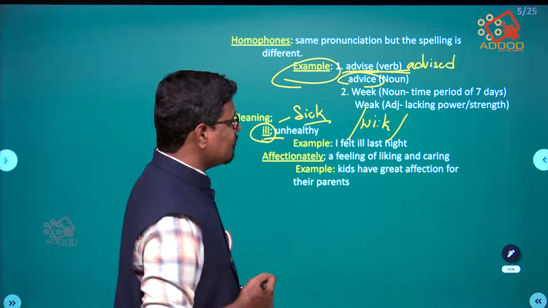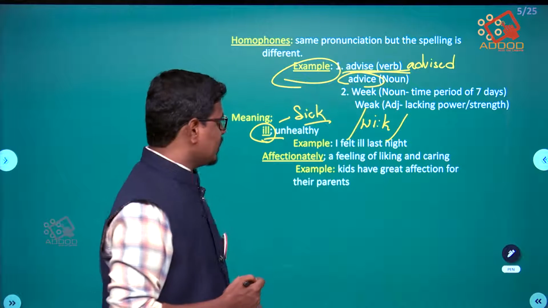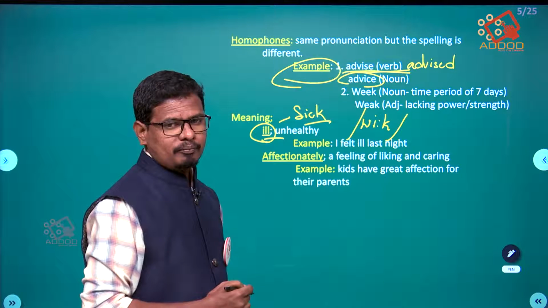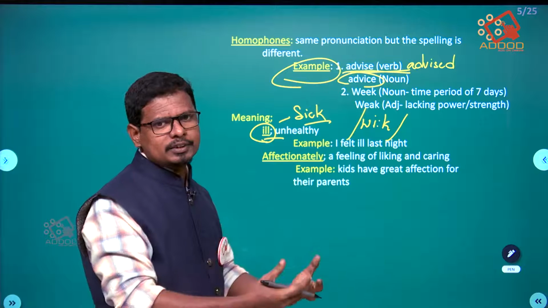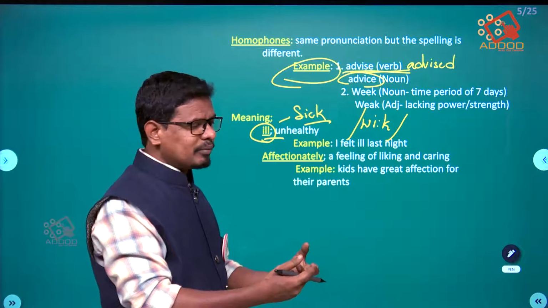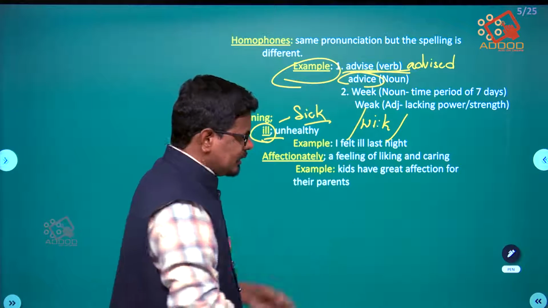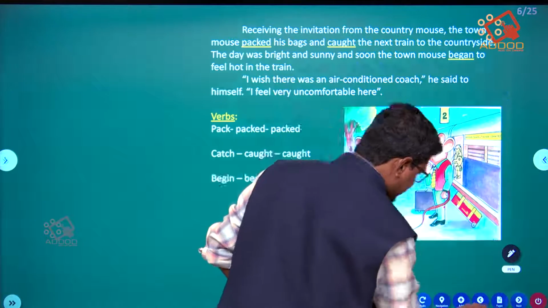Affection: a feeling of liking and caring. Example: kids have great affection for their parents. Having great affection for something. Sometimes kids have great affection towards their pets. Okay, let's continue with the lesson.